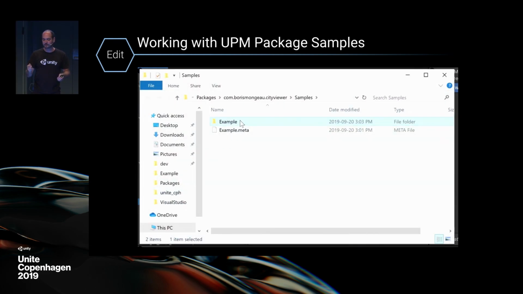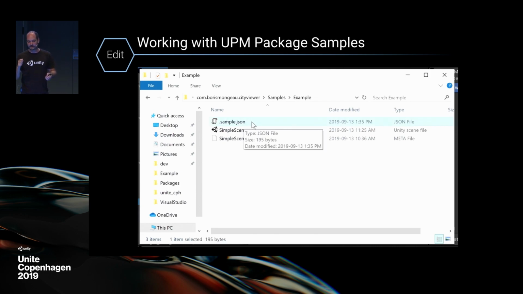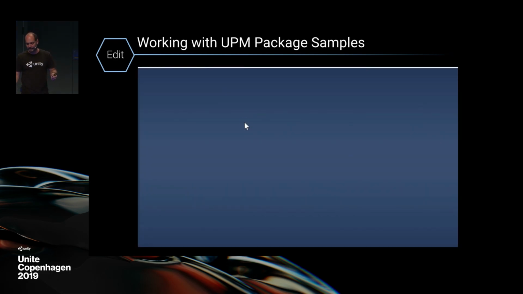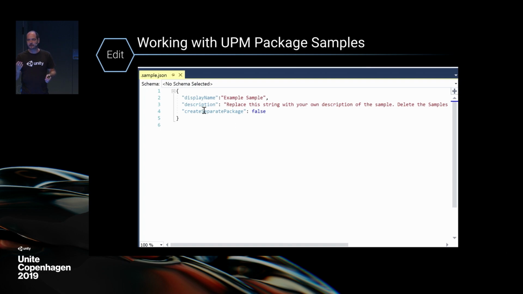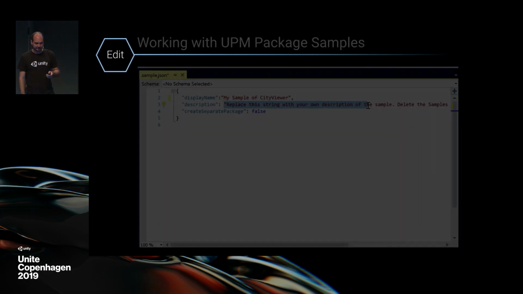So inside of the example folder, we have a sample.json file. This file contains all the information about the sample, and it lets Unity understand that this is a sample for the package. Inside, you can put the display name and the description of this sample. So you could have like 15 scenes and 15 samples in your package, and this is how you just add them into your package. And then you replace this with a description.